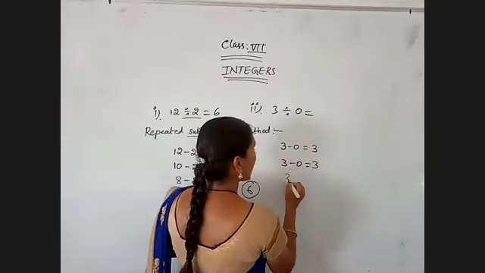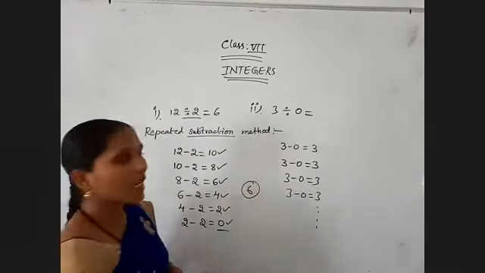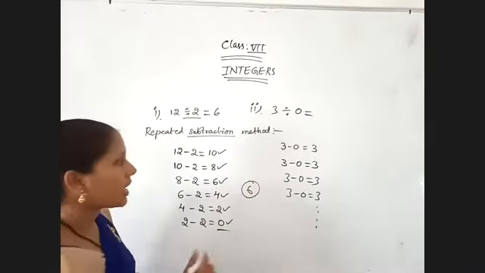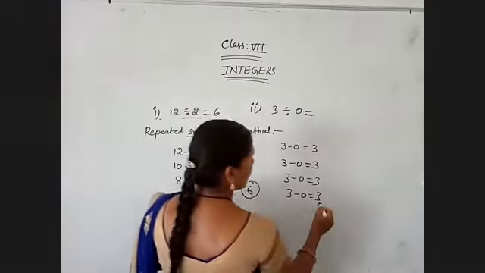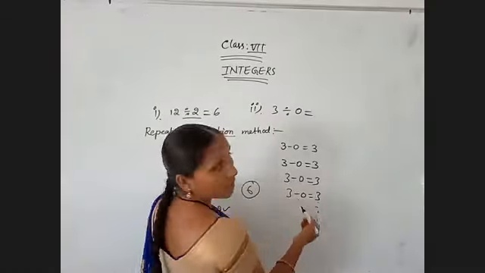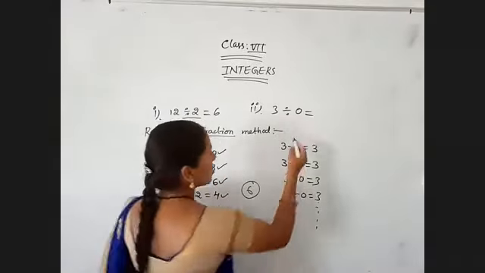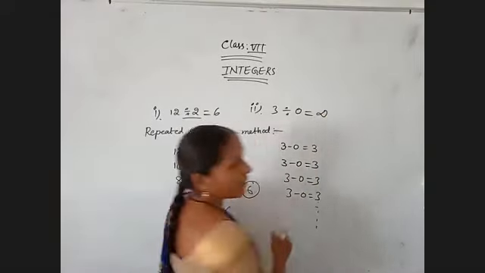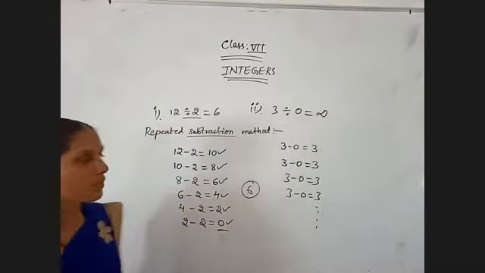Again, that means we will not get anywhere at 0. It means that the process will continue. There is no end. It is coming infinitely many times, so we are not getting any 0. So this answer is not defined. So division by 0 is not defined. Remember that whenever any number is divided by 0, the answer is undefined.